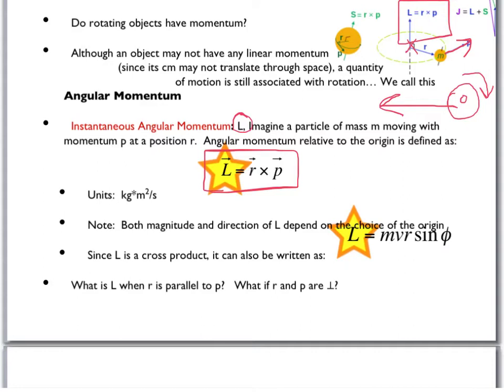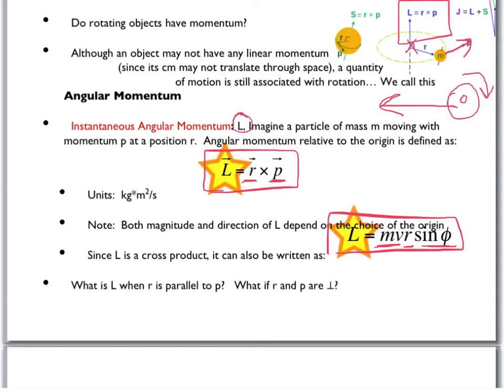Now, since L is a cross product, it can be written as a cross product. Remember, we define the cross product as taking the magnitude of the first vector, multiplying it by the magnitude of the second vector, and then multiplying by the sine of the angle between them. That means that we could also define L as the magnitude of r, or just an r, multiplied by the magnitude of p, which is an mv quantity, and then multiplying by the sine of the angle between them. So L could also be defined as mvr sine theta.